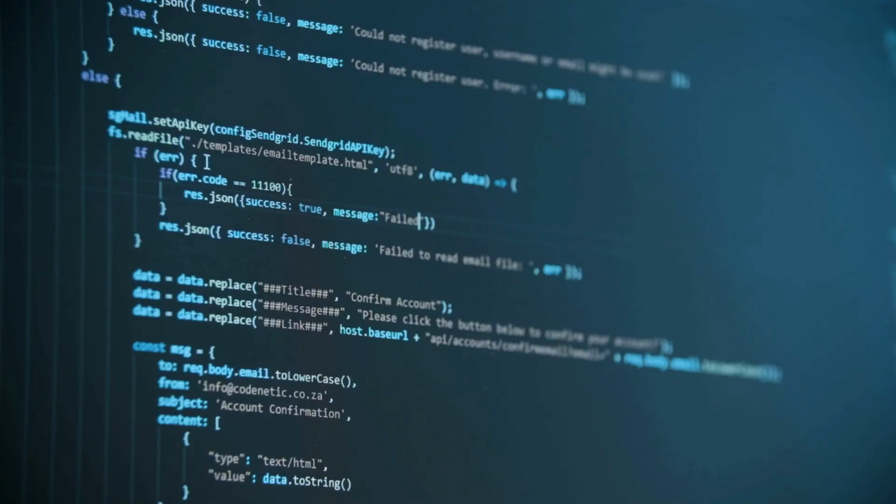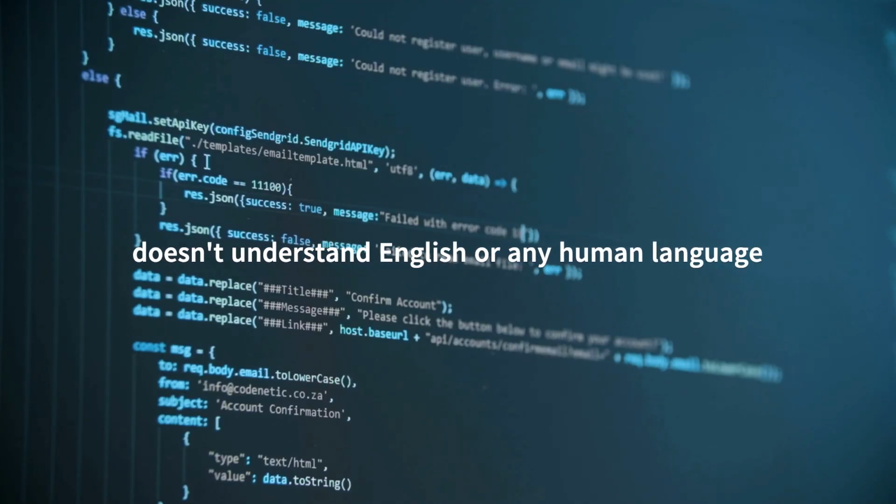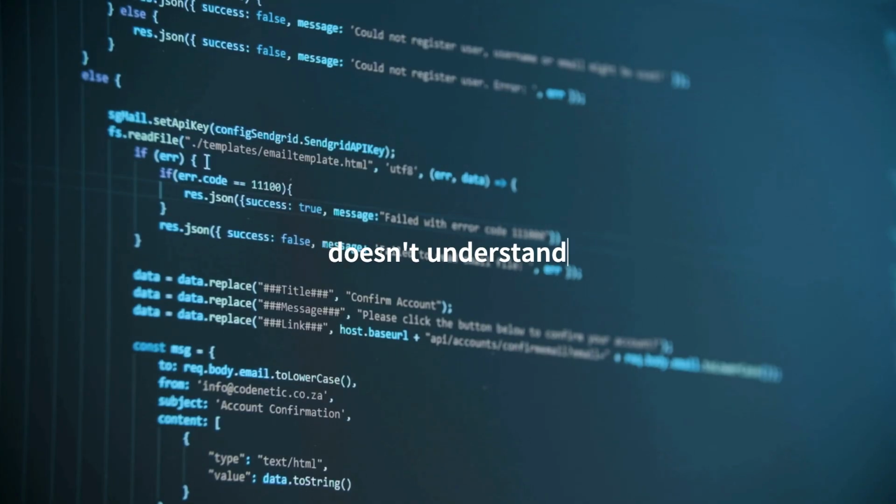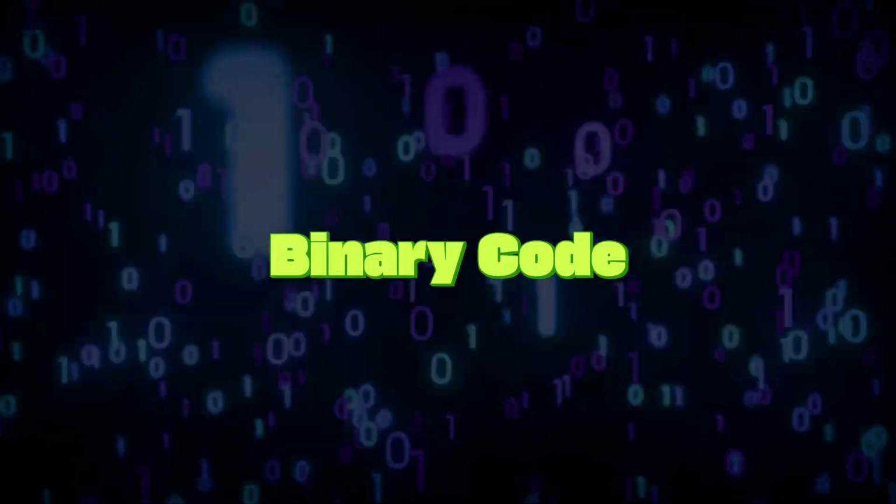In our last lesson, we learned that programming is giving instructions. But the computer doesn't understand English or any human language. It only understands one thing. It only understands binary code.